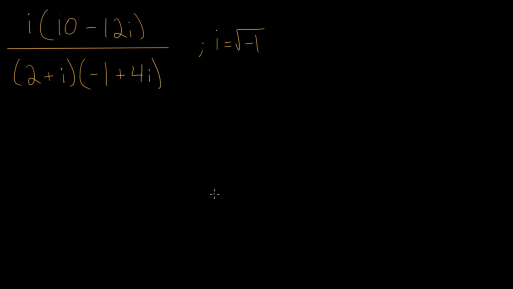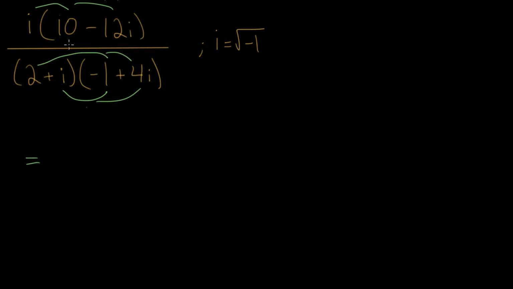Now, to solve this problem, we need to carry out the multiplication in the numerator and denominator first, and then from there we can do the division of the complex numbers. In the numerator, we can just distribute this i to both terms, but in the denominator, we have to multiply out these two complex numbers using distribution or the FOIL method.